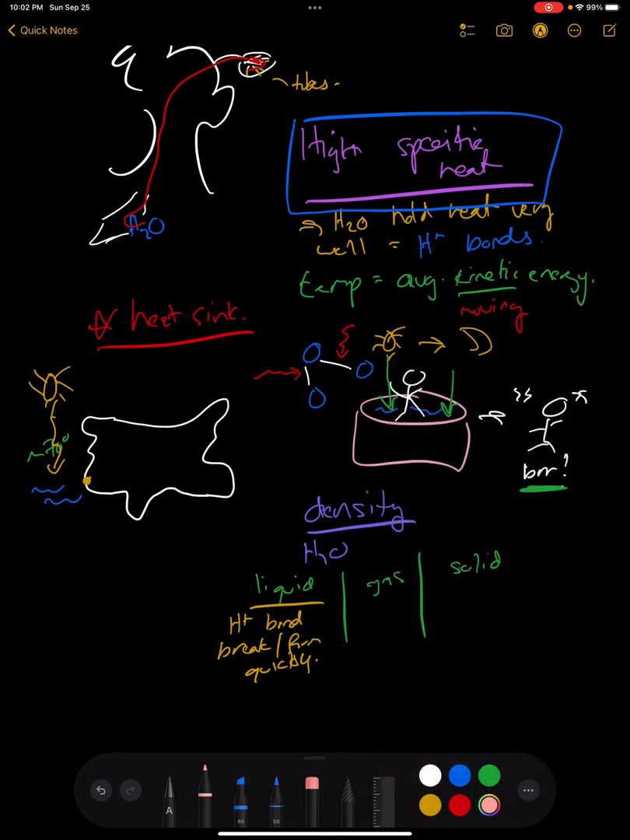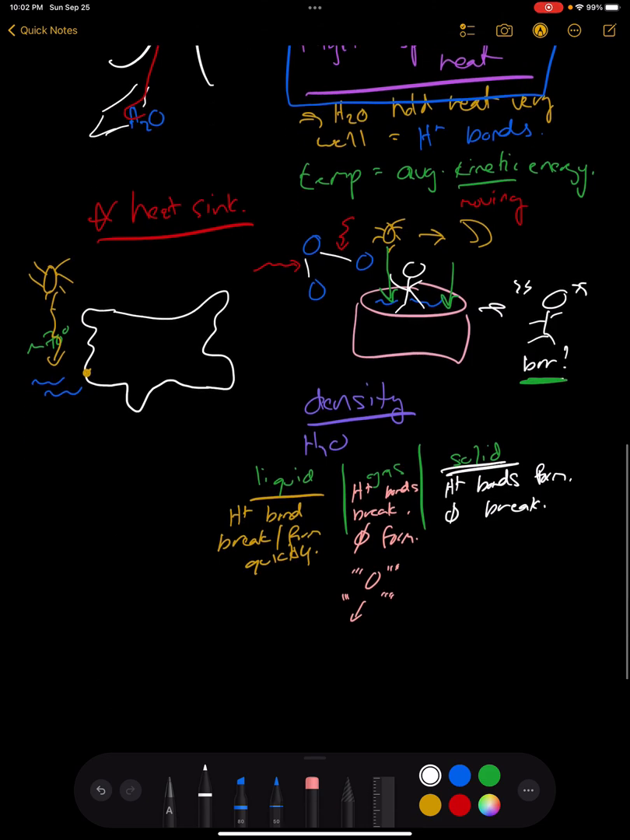Versus if I'm looking at a gas, say, the H bonds break, but they don't get to form anymore, because those water molecules start shaking so rapidly that they just start to fly off into the atmosphere, and that means they can't form a hydrogen bond anymore. Versus when I look at solid water, that means the H bonds form, but they don't break.